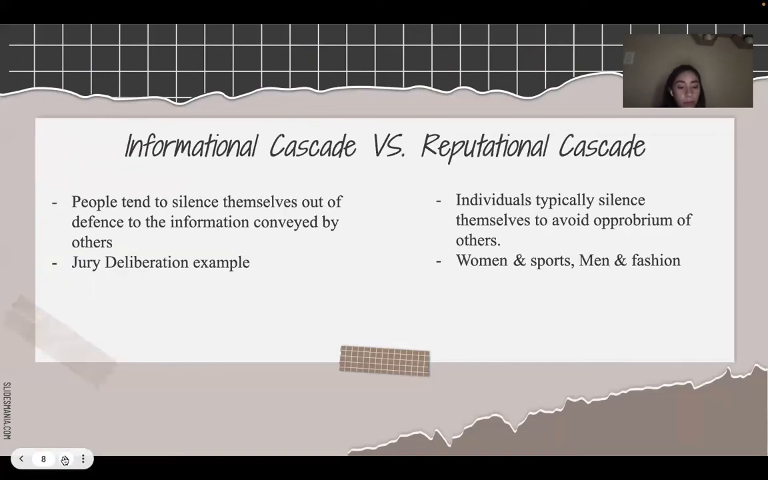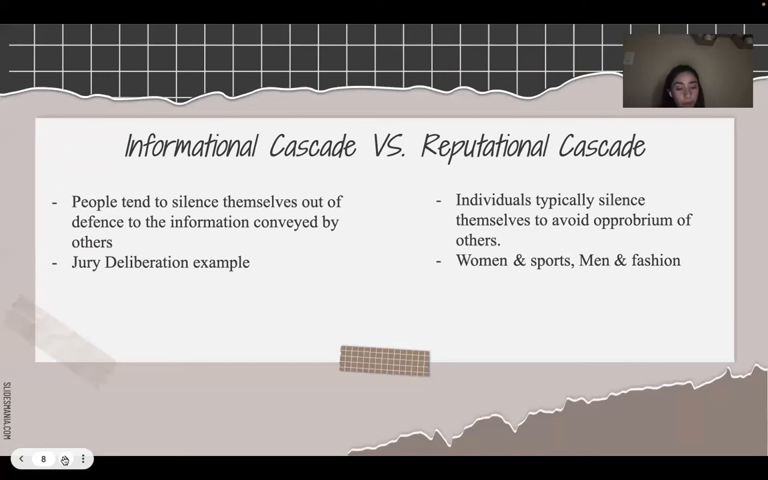In the article, there are two types of cascade effects. One is the informational, which would include when people tend to silence themselves out of deference to the information conveyed to others. The other type of cascade effect would be the reputational cascade, which would essentially be when group members silence themselves to avoid opprobrium of others.